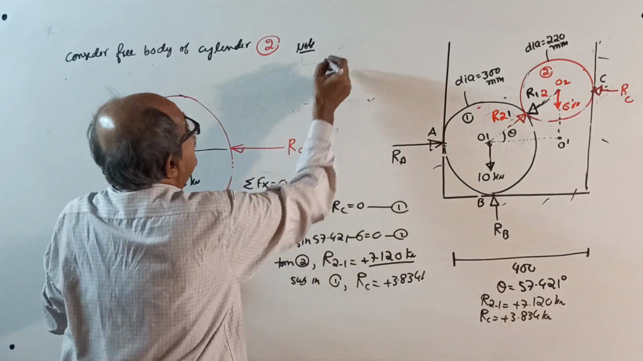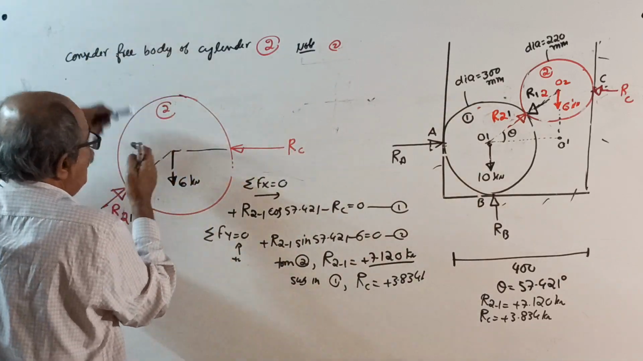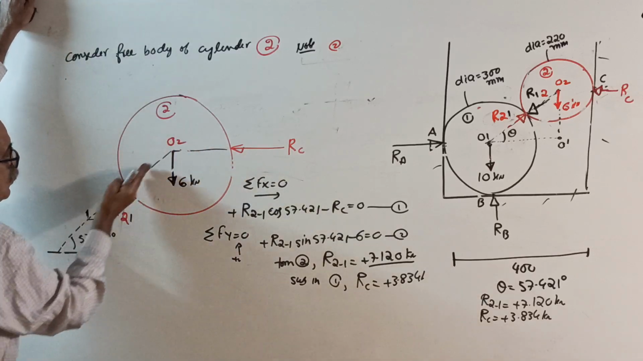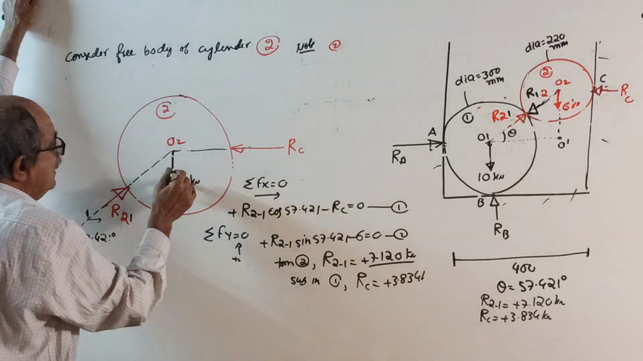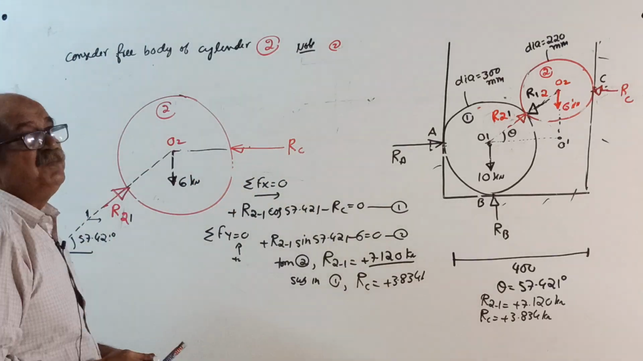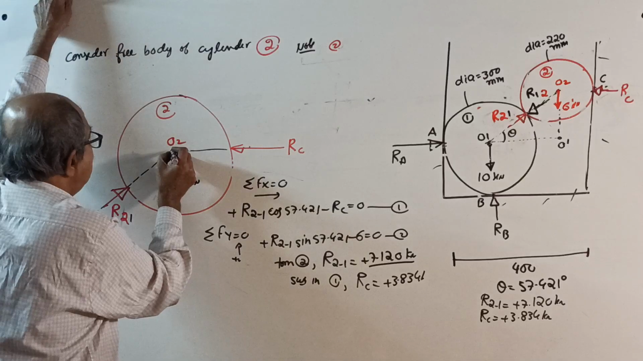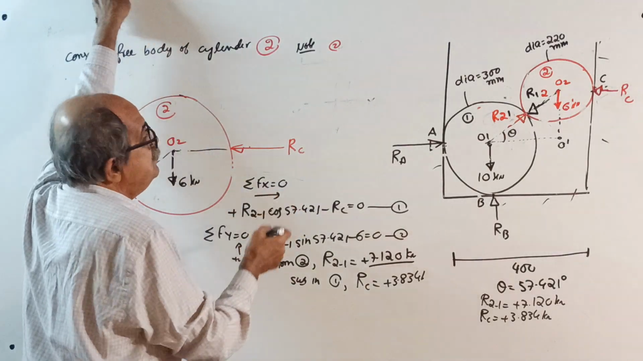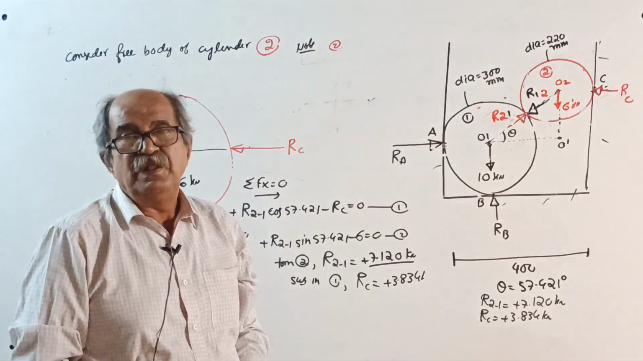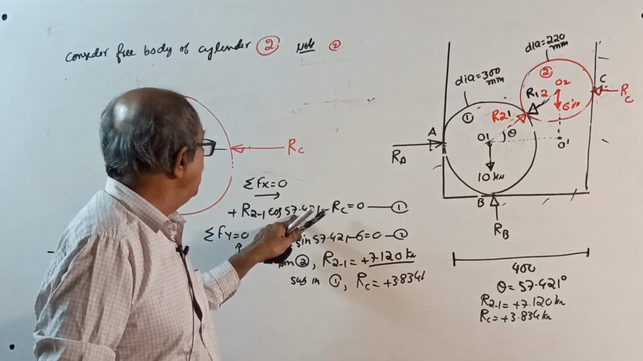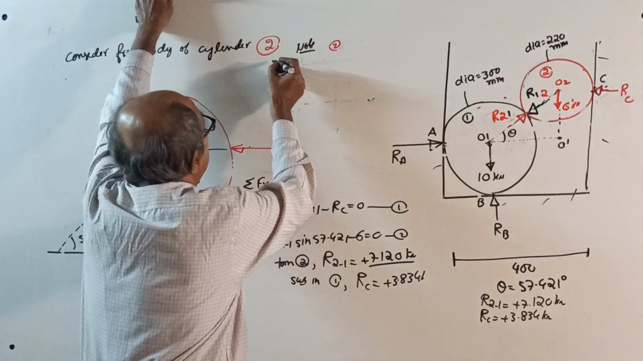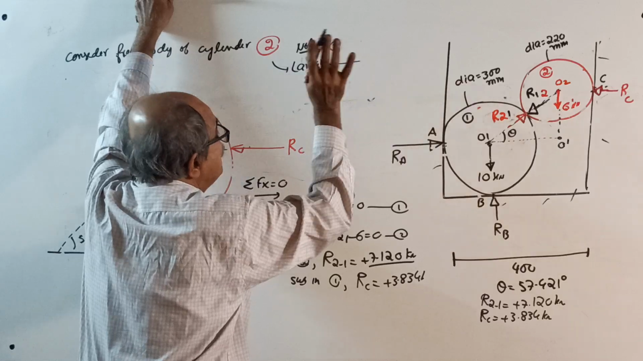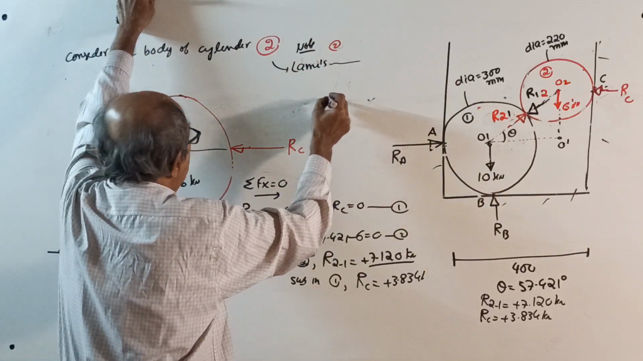When I consider cylinder 2, see this is a contact point O2. One force R21, 6 and RC, all three are meeting here. If you observe clearly, three concurrent forces are meeting here. Therefore, you need not waste time. Instead of sigma Fx, sigma Fy equal to 0, you can use Lami's theorem also. Right? Everything I am covering. If you use Lami's theorem, what to do?